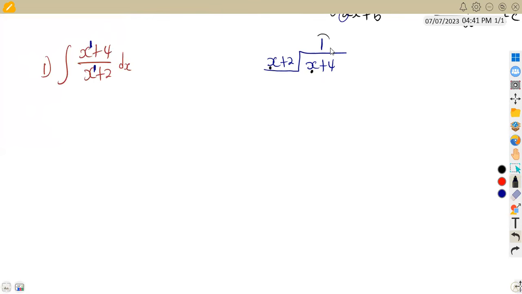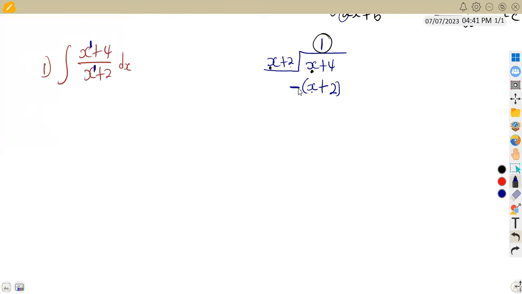And this 1 here multiplies everything on this part. So meaning to say, we have our 1 multiplying x, so that is 1 times x, which is x, and 1 times 2, which is 2. Then we subtract this from our original part that we had. So we subtract: x minus x, which is 0. Then we've got 4 minus 2.